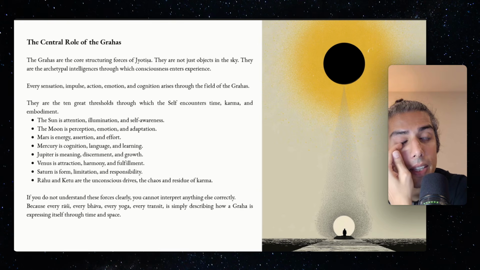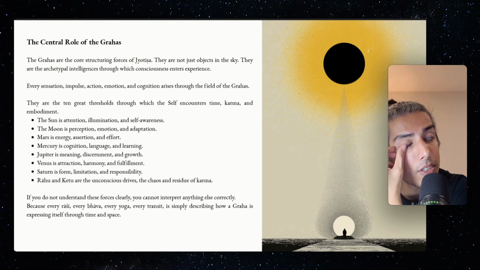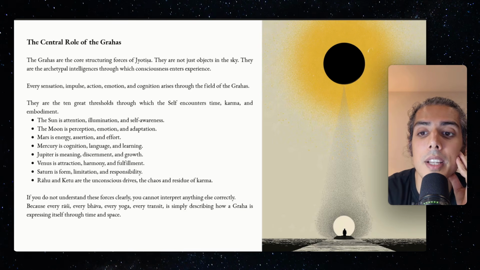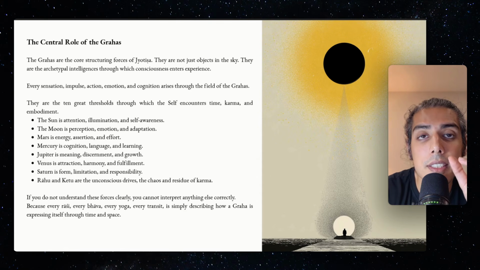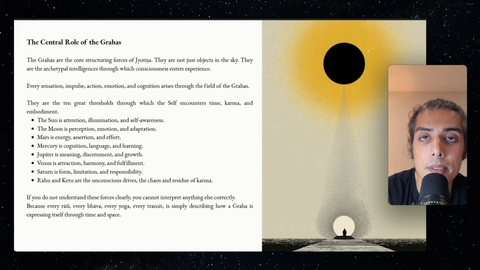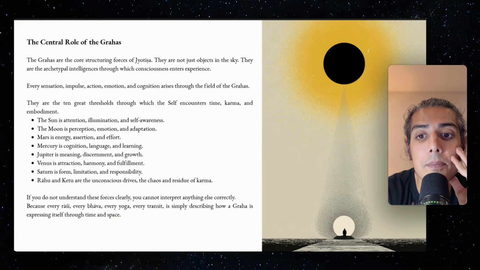Rahu and Ketu have their own lectures, the Rahu Ketu files, which we're going to restart at some point once we finish off with the How to Study Jyotish series. But the point is, these are the structuring forces that are giving a certain way we interact. You take out one of the grahas, you take out one of your capacities. So if you do not understand these forces clearly, you cannot interpret anything else correctly.